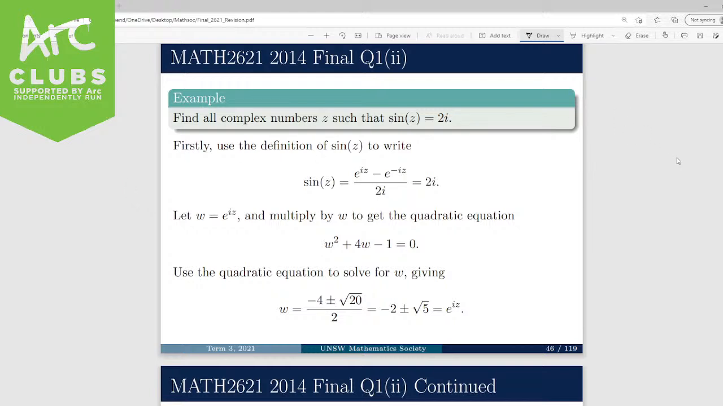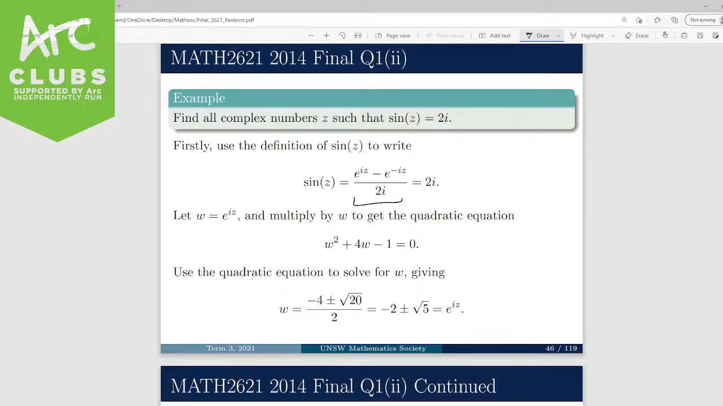Now, of course, a beautiful final question: finding all complex numbers z such that sine of z is equal to 2i. The previous examples were all log, so now it's time to bring it back into the good old trig functions. To solve these questions, pretty much the standard method, you just firstly use the definition. So sine z is defined as this. So just insert it in.